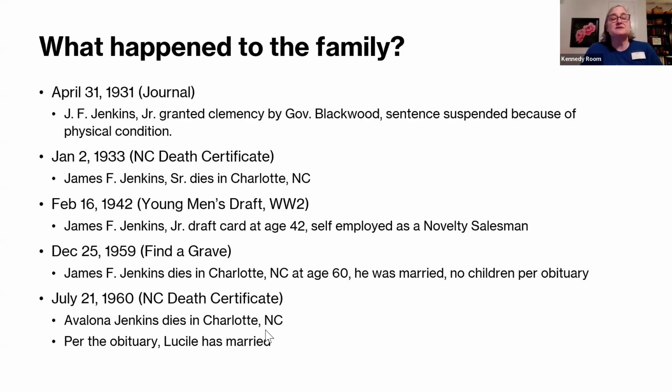April 31st of 1931, so he's been in jail for a minute. J.F. Jenkins Jr. was granted clemency by Governor Blackwood, and the sentence was suspended because of physical condition. So we know that J.F. Jenkins Jr. might not have been in great shape to be on the chain gang. His father definitely was not in good shape.